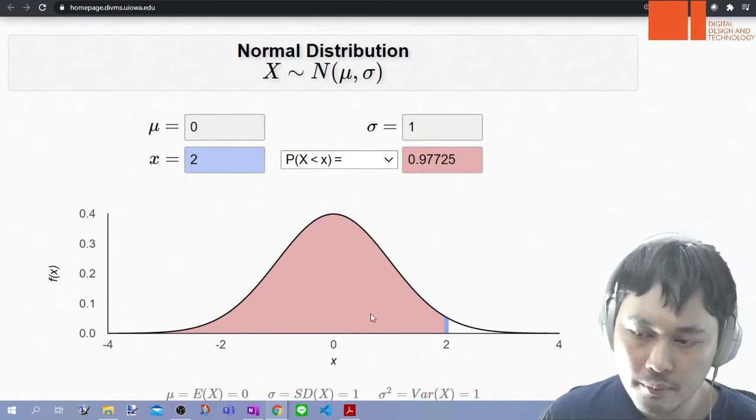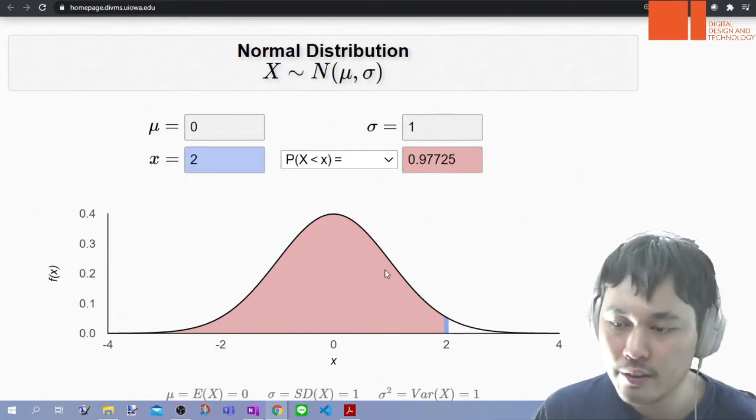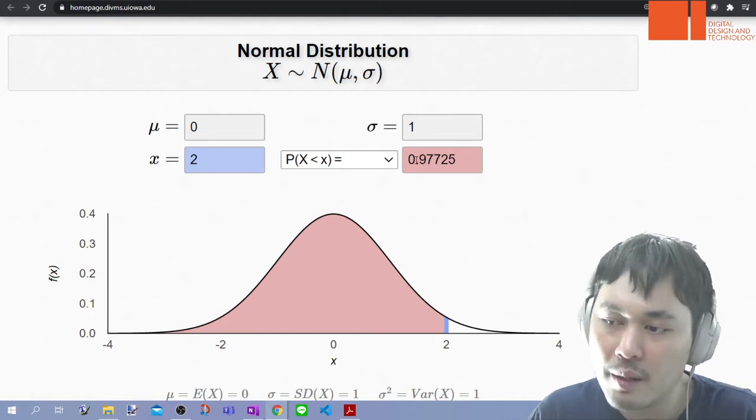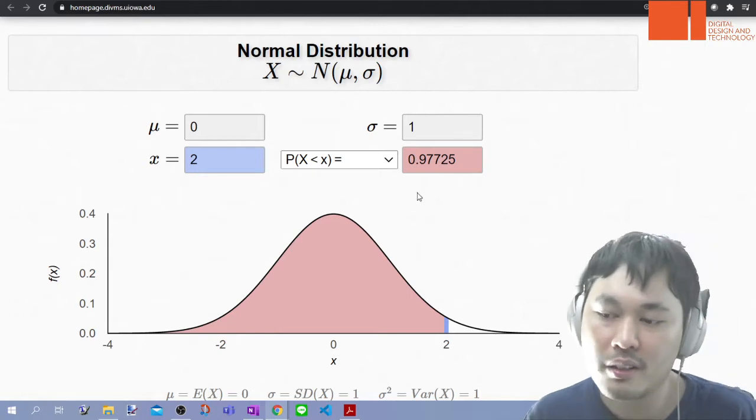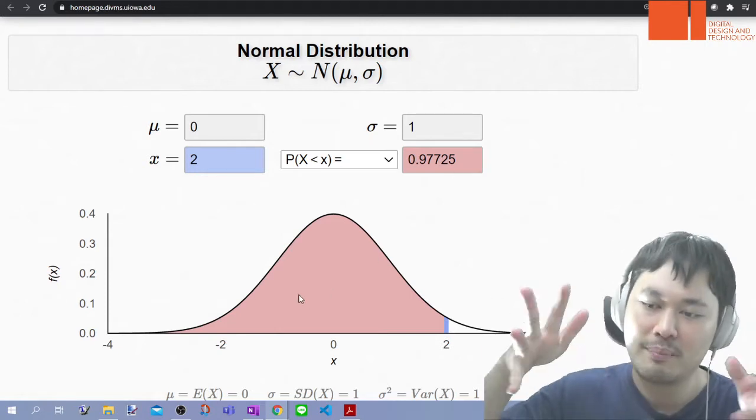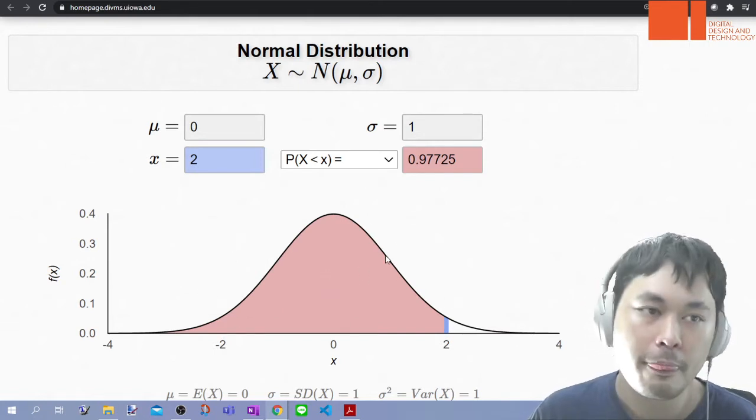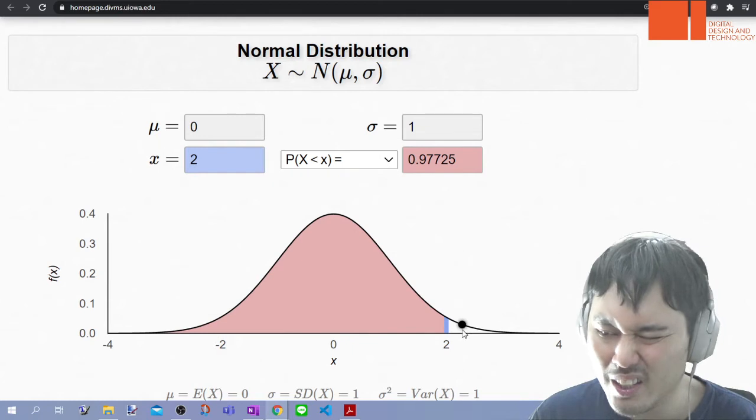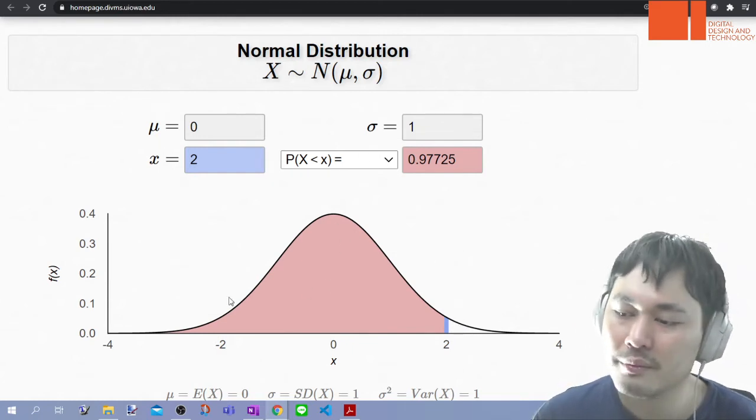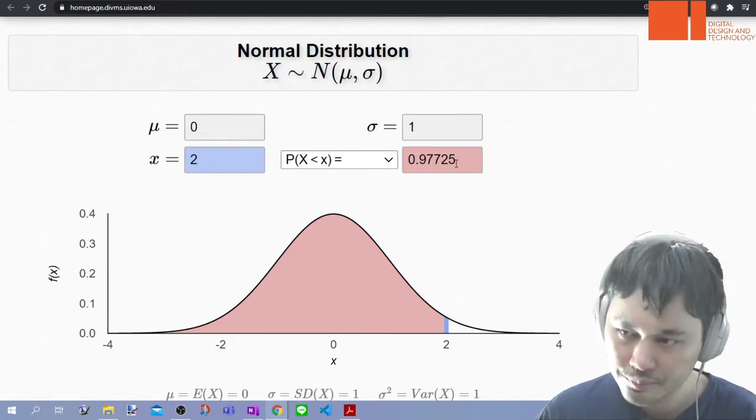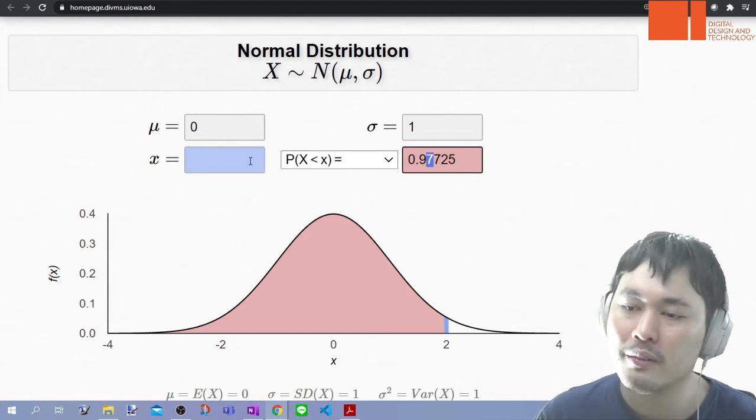So from that point, move to the left. Now we want to compute the area, the red area, and the answer from this app is 0.97725. That kind of makes sense, because the red part is almost eating the whole curve. It's only this tiny area that is not computed. The red seems to cover almost the entire curve, so it makes sense to get a value that is close to 1.